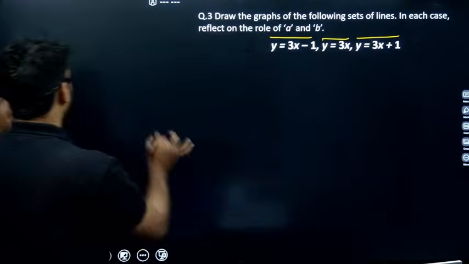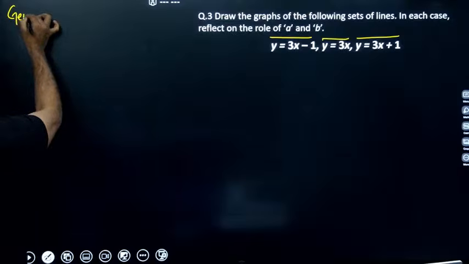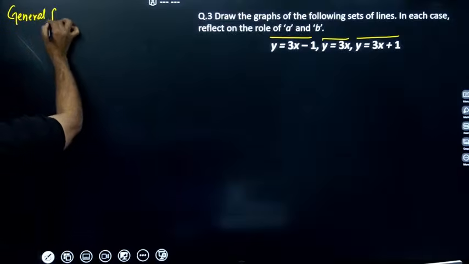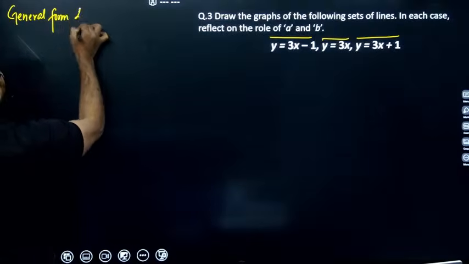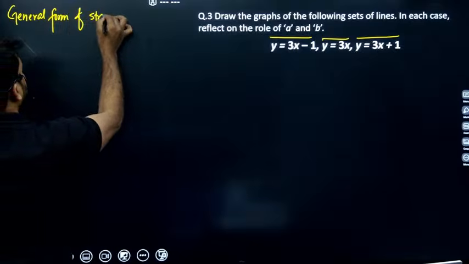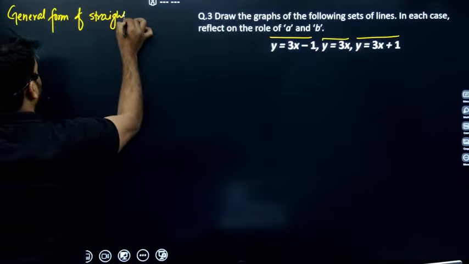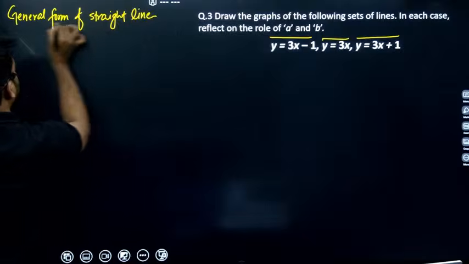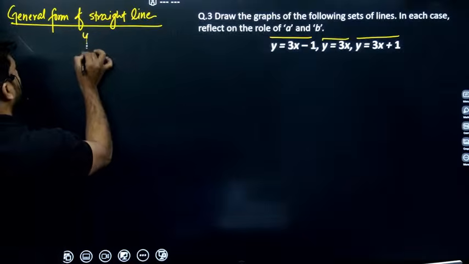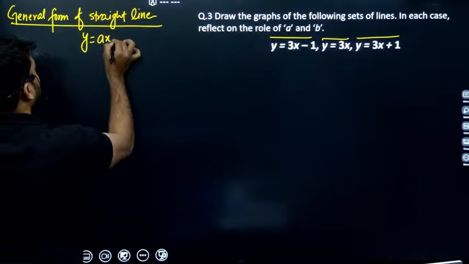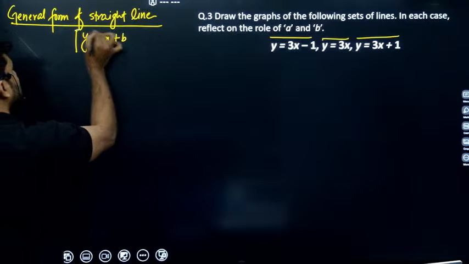So let me give you the general form. Guys, please focus here. What is the general form of a straight line? Please focus here, class 9th. The general form of a straight line is y is equal to ax plus b, guys. This is the general form.